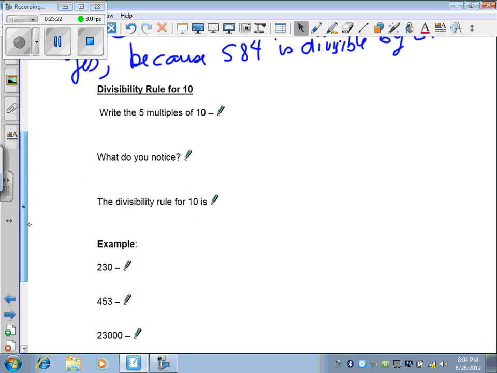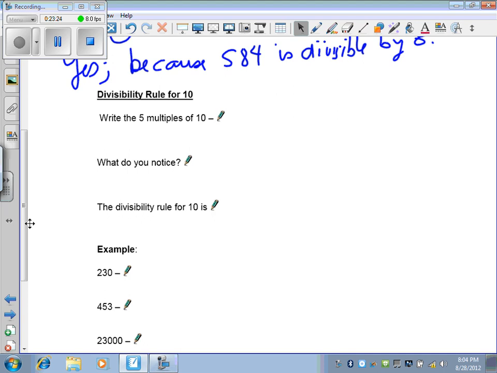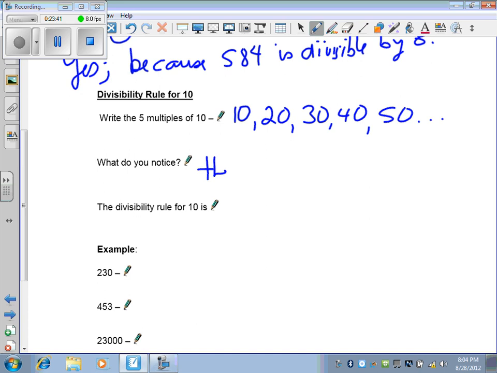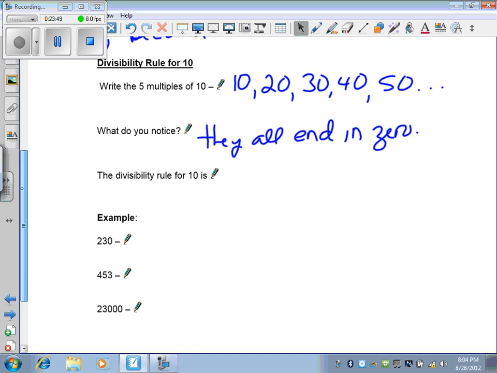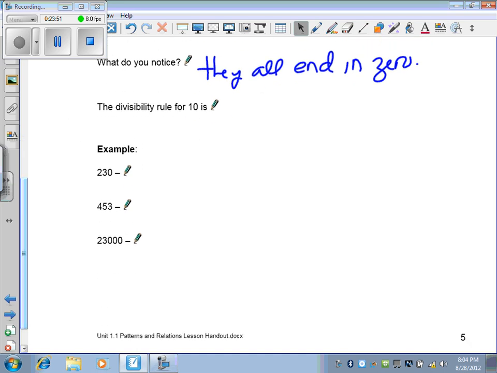Now let's move on to what I think is probably one of the easier ones. The divisibility rule for 10. I want you to write down the first 5 multiples of 10. What do you notice? They all end in 0. So, what do you think the divisibility rule is for 10? If a number ends in a 0, it's divisible by 10.